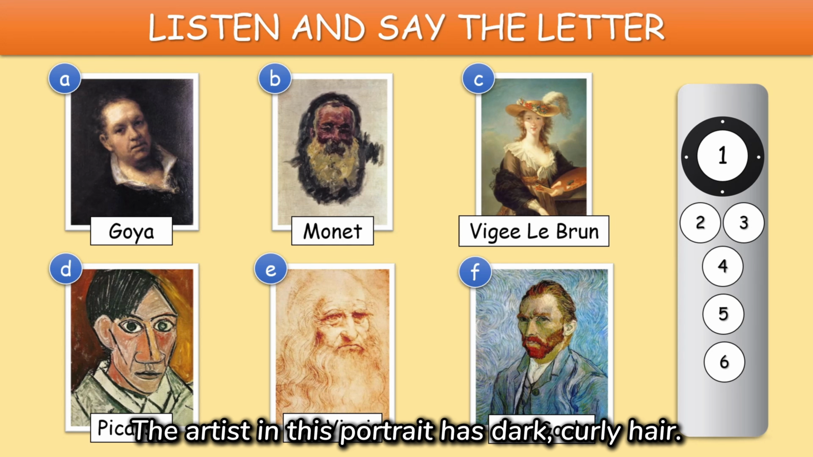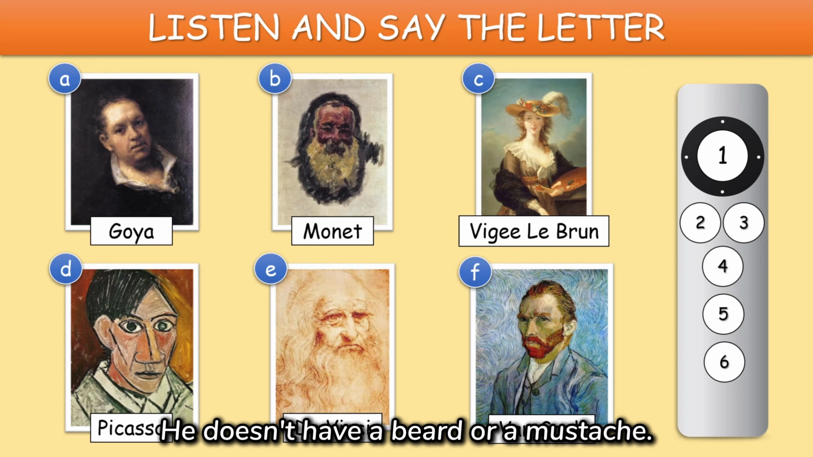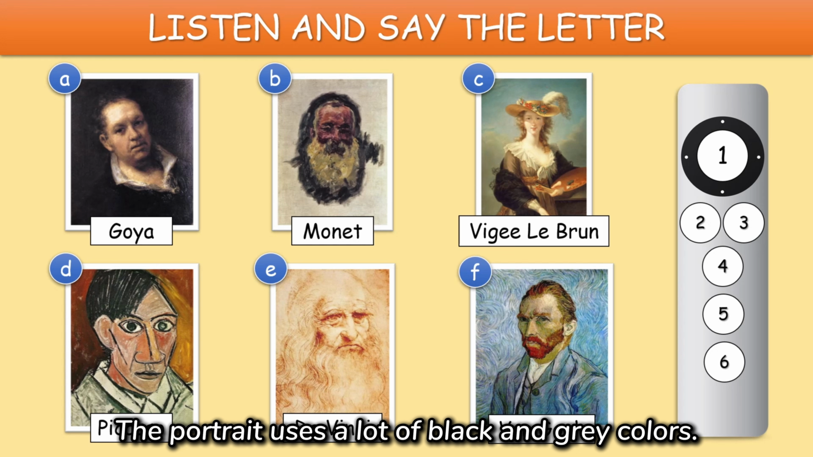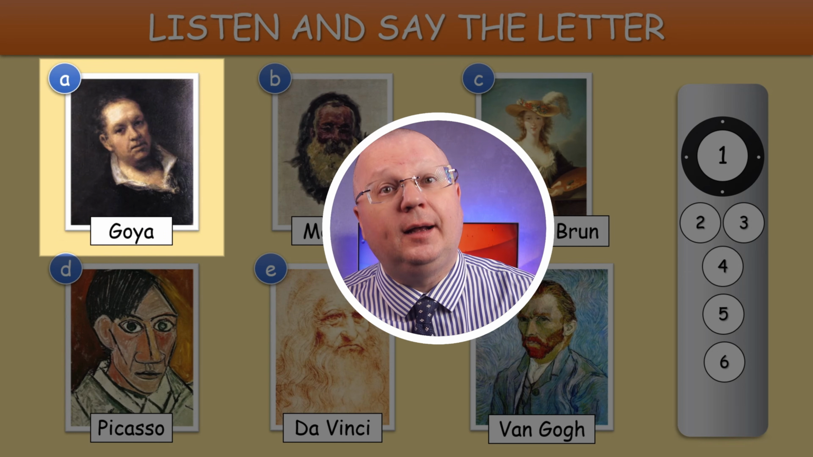The artist in this portrait has dark, curly hair. He doesn't have a beard or a mustache. The portrait uses a lot of black and grey colours. That's Goya, right?